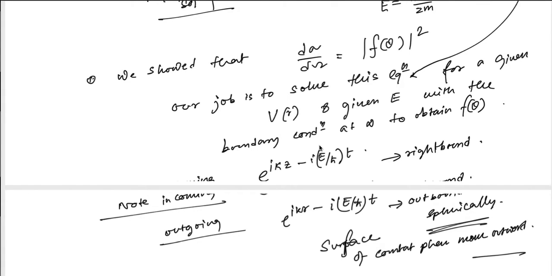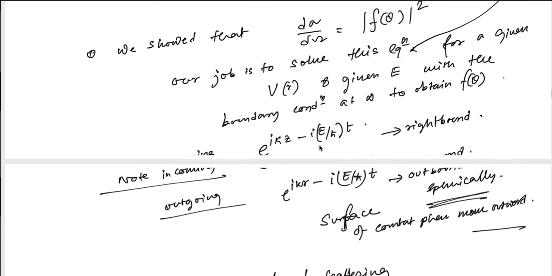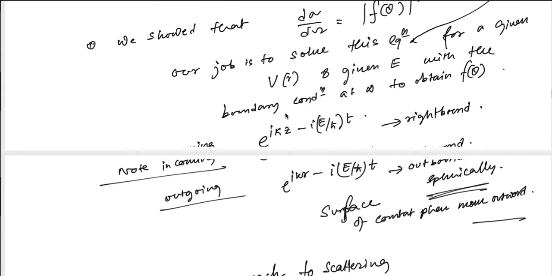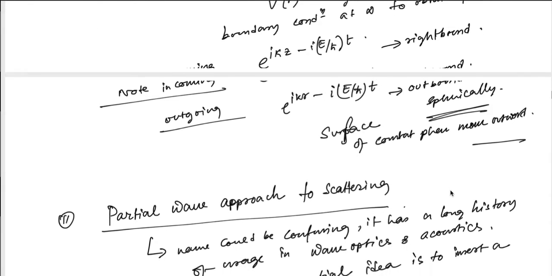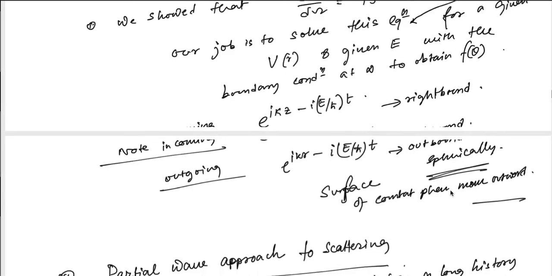Now note the sign convention: we wrote this waveform as e to the power ikz minus iEt by h bar. That guarantees this is a right-bound wave. Incoming is the same as right-bound. Similarly, outgoing is e to the power ikr minus iEt by h bar, which is outbound in a spherical wavefront. The surface of the wavefront means the constant phase, and how the constant phase moves around, just to make sure that everything is in place.